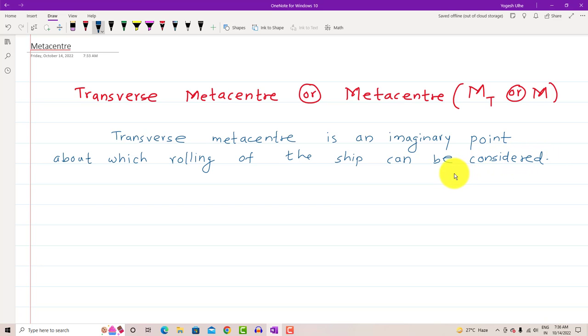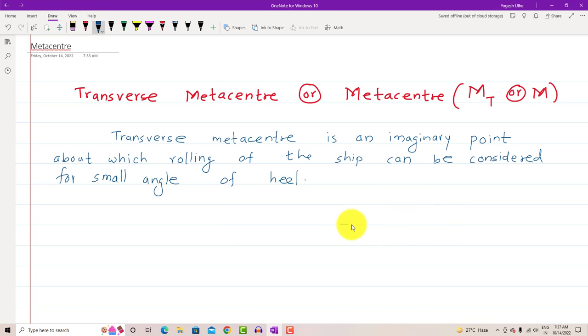So what is meant by transverse metacenter? Transverse metacenter is an imaginary point about which rolling of the ship can be considered for a small angle of heel. That word is also important: considered for which scenario? For a small angle of heel. Try to see the meaning of the word.